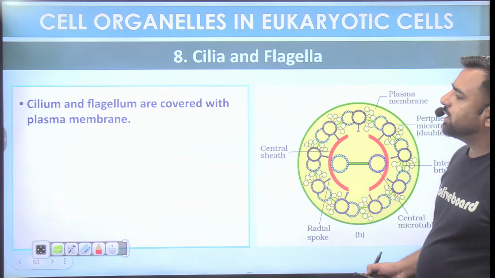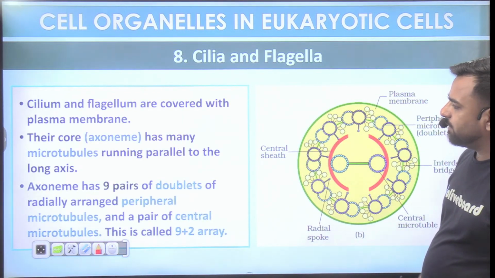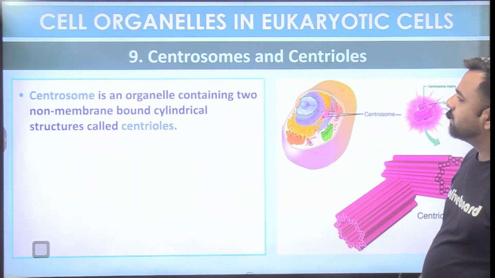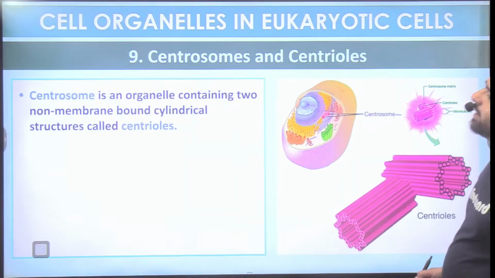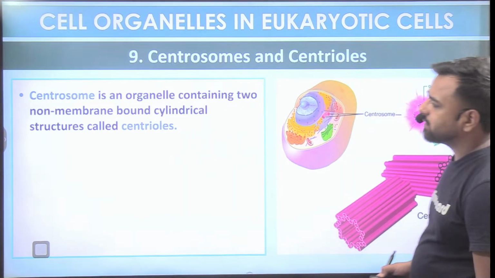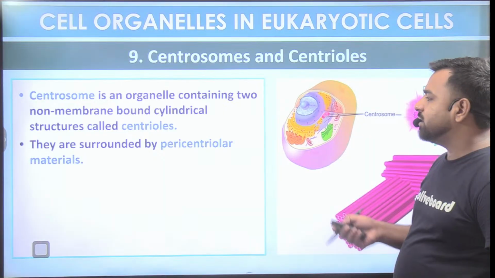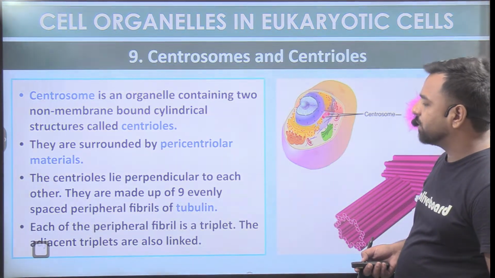So yep, cilia and flagellum are covered with the plasma membrane. That's not relevant. Then the centrosome is the organelle containing two non-membrane bound cylindrical structures which are known as centrioles. They are surrounded by pericentriolar materials.